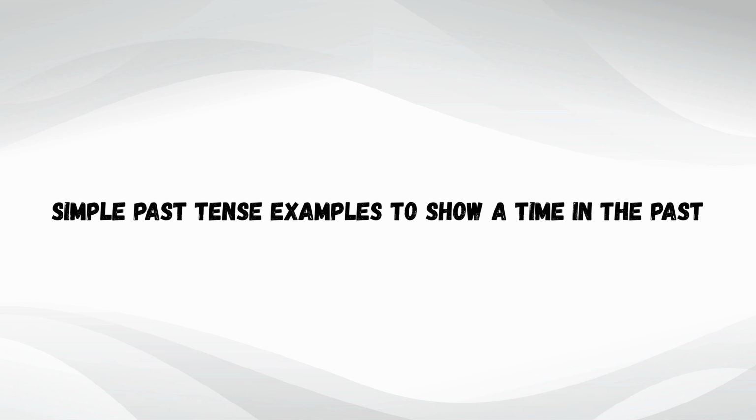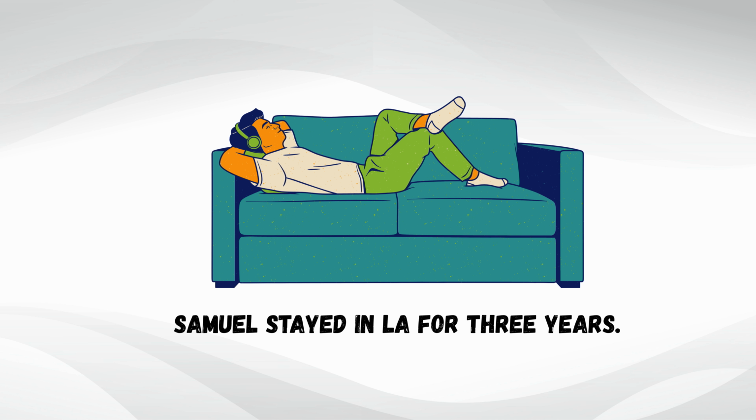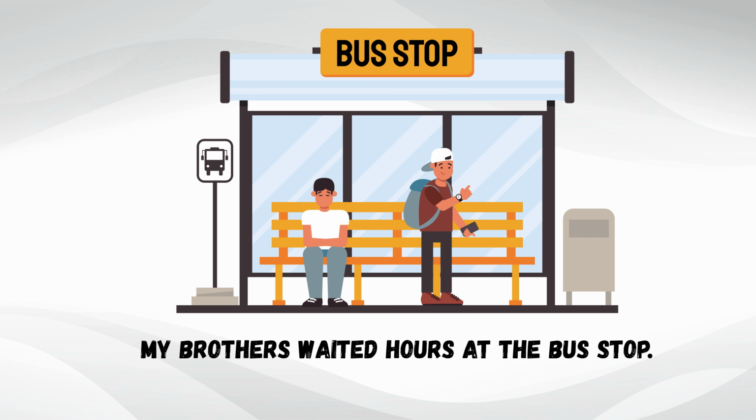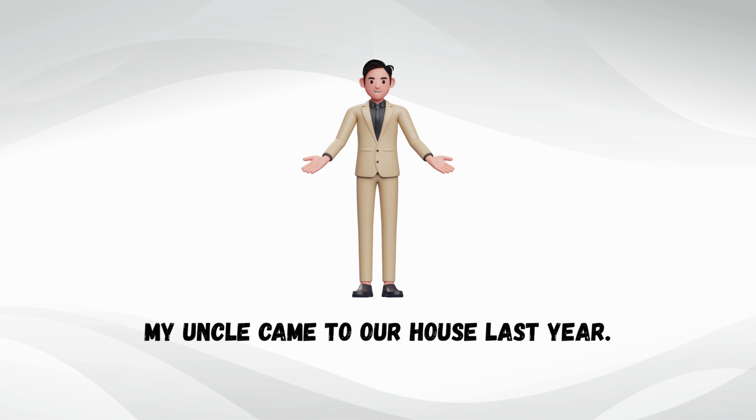Simple past tense examples to show a time in the past. Past simple means actions that have already happened, and the duration of the action started and got completed. Samuel stayed in LA for 3 years. She learned how to play the piano 2 months ago. My brothers waited hours at the bus stop. She chatted to her sister for 2 hours on the phone. My uncle came to our house last year.